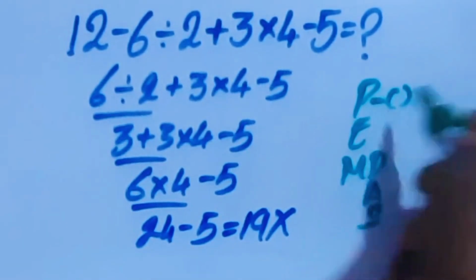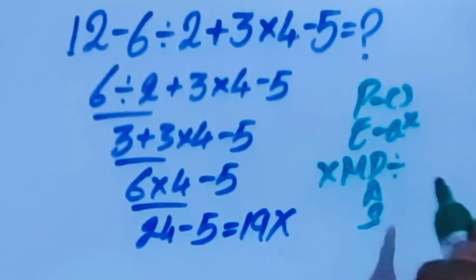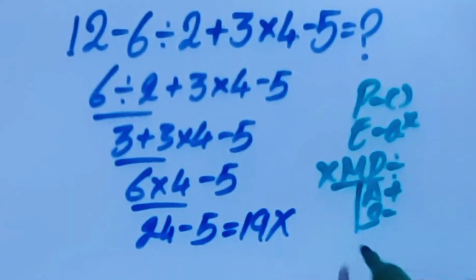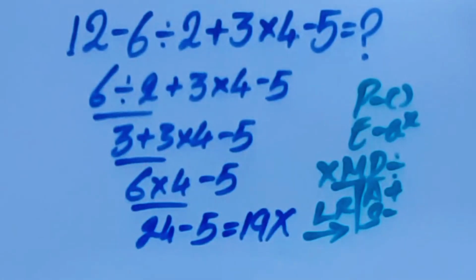This is the bracket, higher priority than other operations. This is the exponent. M stands for multiplication, D stands for division, A stands for addition, S stands for subtraction. Here multiplication and division are equal priority. Also addition and subtraction are equal priority. For equal priority, we are going to introduce another rule called left to right in the problem.